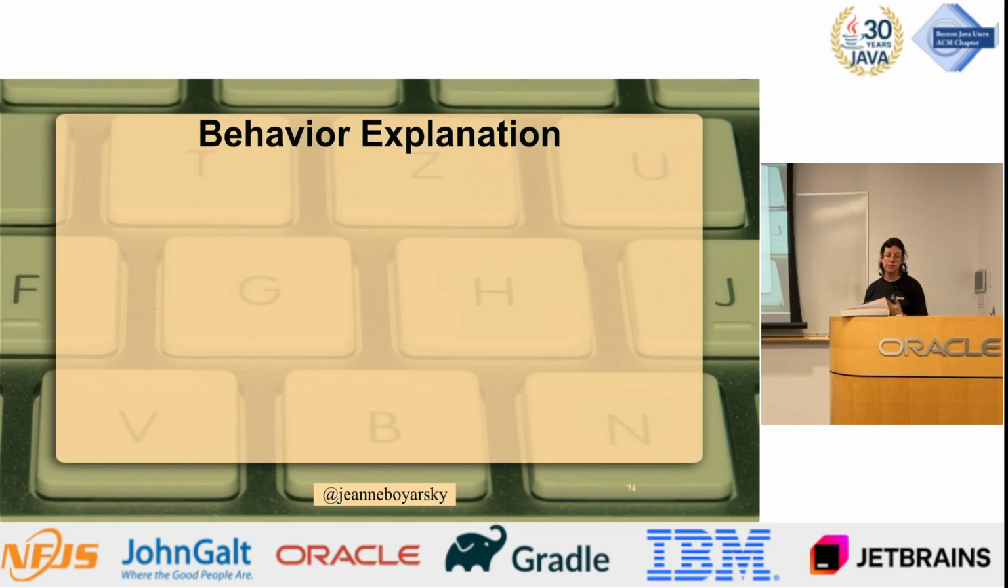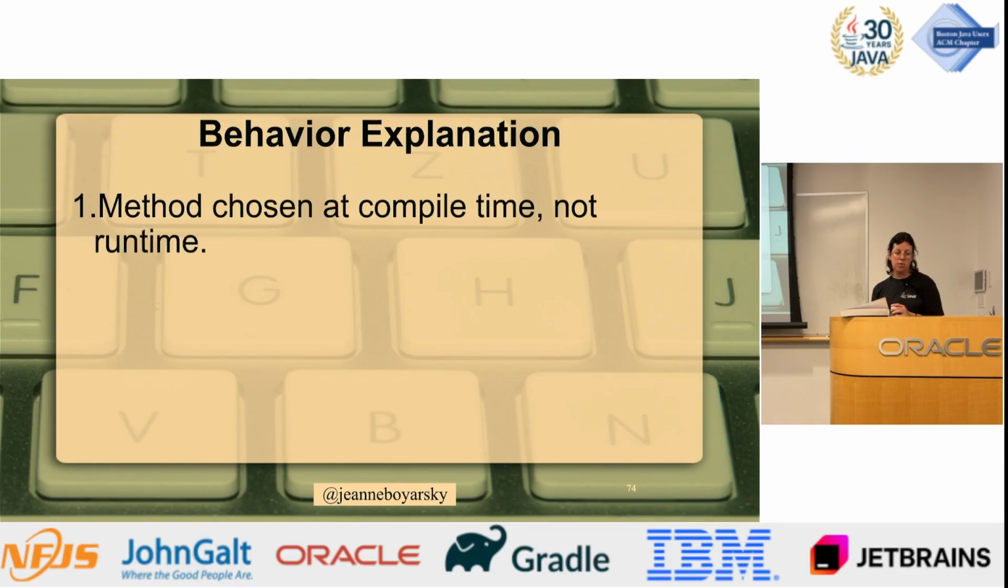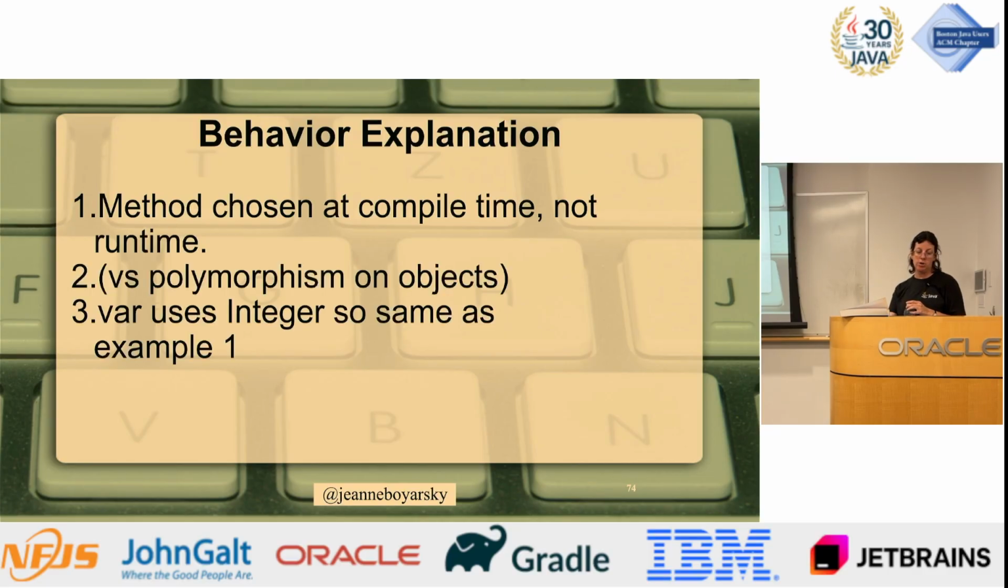And the reason for this is that the method is chosen at compile time and not runtime. So it makes it available based on what you said you were calling. So since var is using integer, it's as if we had typed integer, which was the same as the first example.